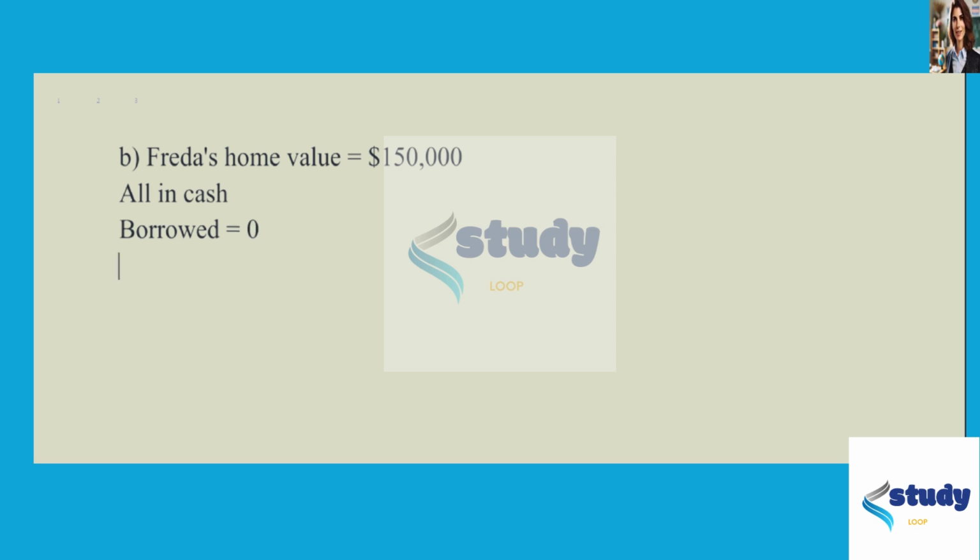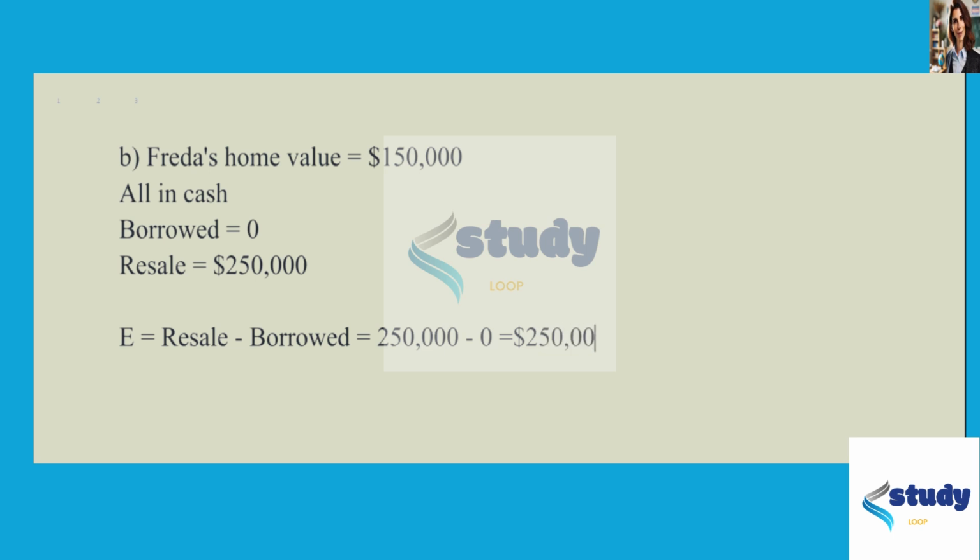And we know that her resale value goes up. So the new resale value of the home, resale equals $250,000, right? So Frida's equity E equals the resale value minus whatever was borrowed. Now this equals $250,000 minus 0, and that equals $250,000.